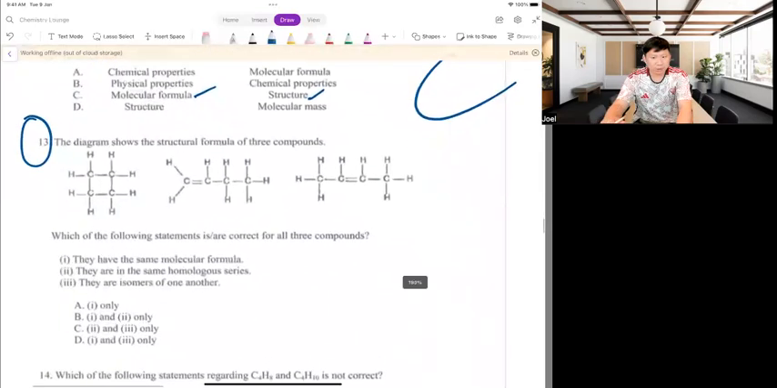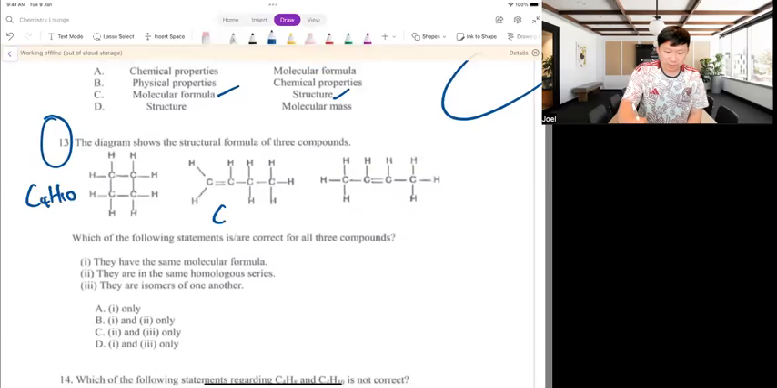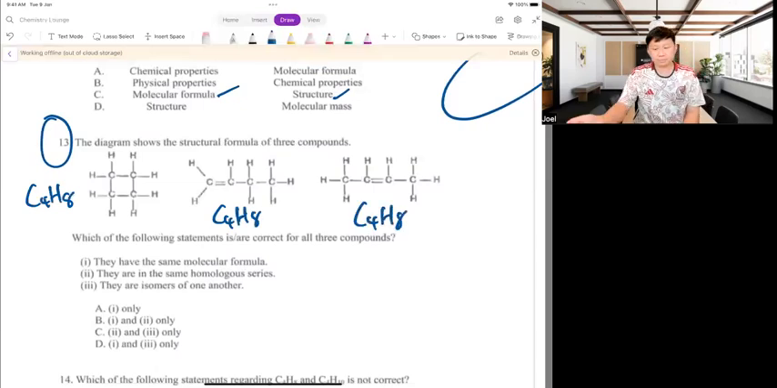13, super important. Before I do 13, I tell you something. Do you agree that this is C4H8, right? This is also C4H8, right? This is also C4H8, right? The first one is an alkene. This one is an alkane, because no double bond.